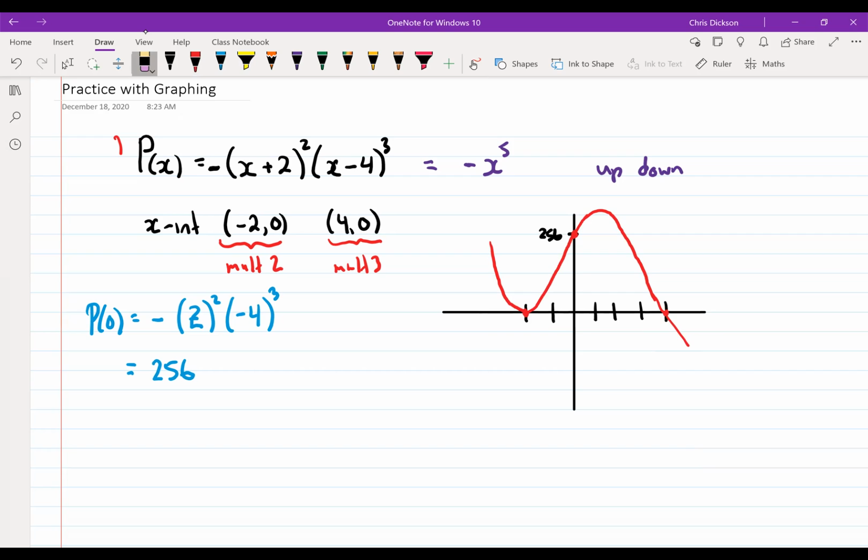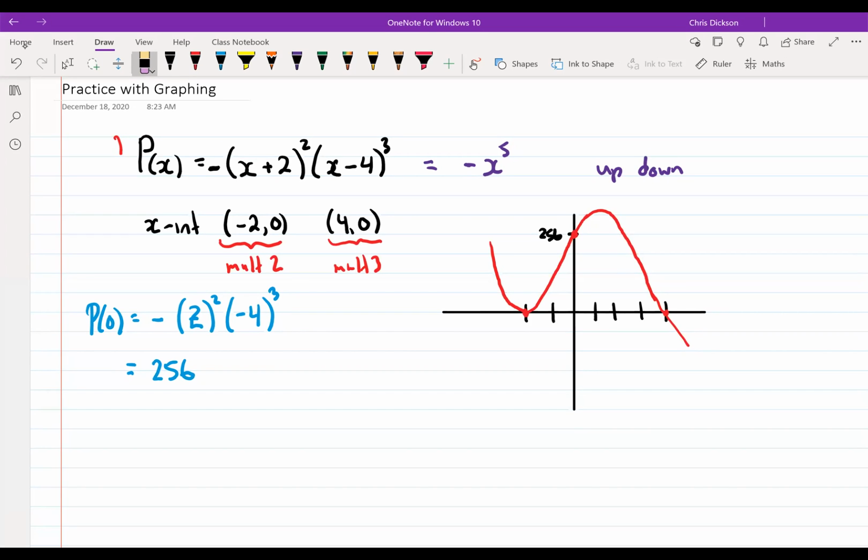Oh man. Error. I'm not sure what's happening here. There we go, let's get rid of that.